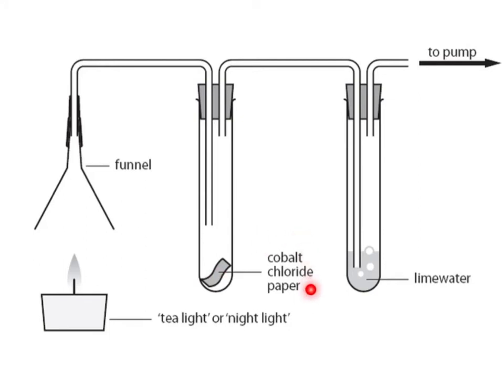first test tube you have some cobalt chloride paper which turns pink in the presence of water. So you'll see the cobalt chloride paper going pink, proving that water is produced, and then the gases will continue in their journey down into the second test tube. They'll bubble through lime water, and as you all know, when lime water comes into contact with carbon dioxide, it goes cloudy. So this is your proof that when something burns, we get water produced and we get carbon dioxide produced.